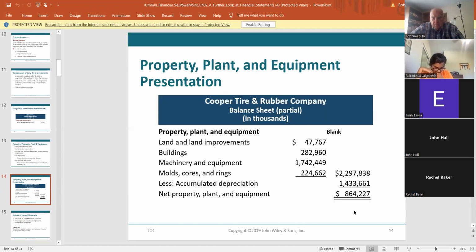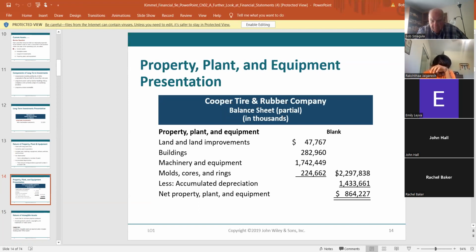And this is from Cooper Rubber Company, and this is in thousands. So that 47,767 number translates to 47 million. It's in thousands, so you just add 3 zeros. So they have 47 or $48 million worth of land, building. They have a ton of machinery and equipment. And that's what you would expect, I would think, for a tire manufacturer. They probably have all kinds of machinery and equipment, grinding rubber, bending it, melting it, processing it. And they have fixed assets in terms of molds and cores.